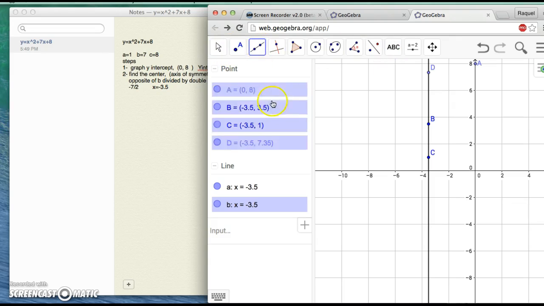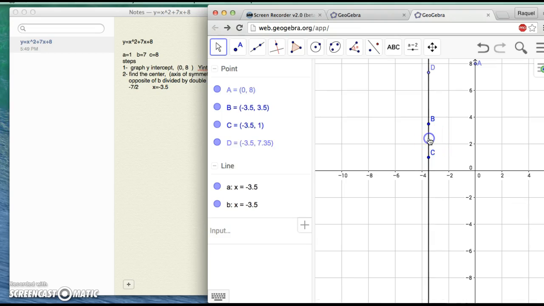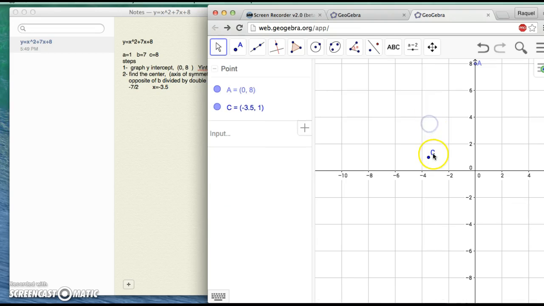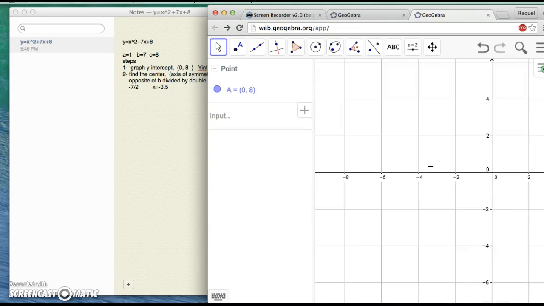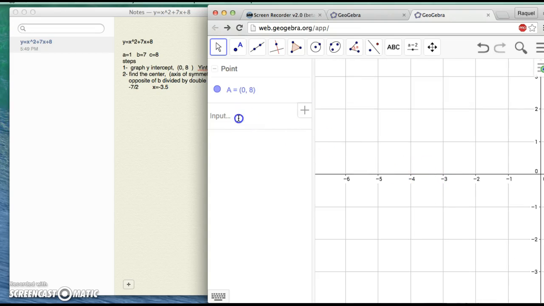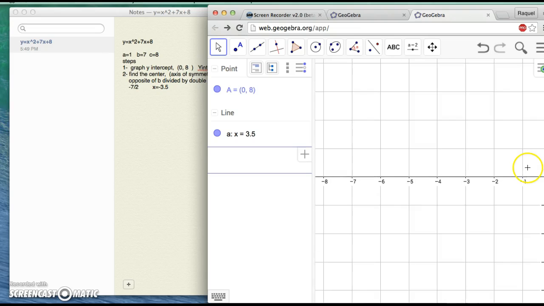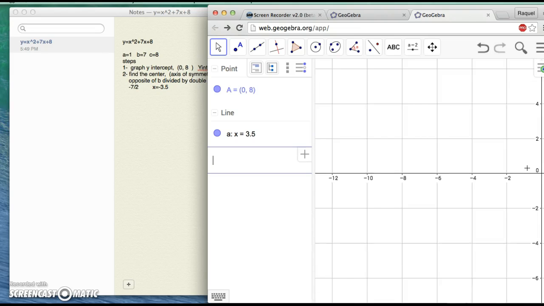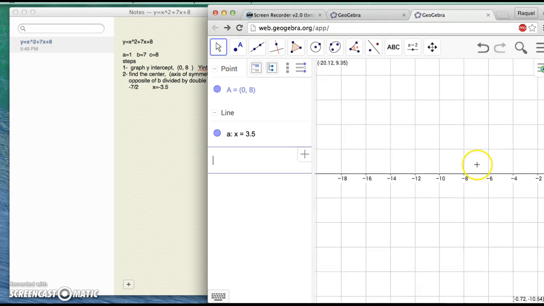So let's delete that. Click, delete, click, delete. I wish I could do, well, I'm going to do this. Watch this. I'm going to use x equals negative 3.5, and it's going to draw it. Isn't that cool? Wait, did it do it? It didn't do it. Boo-hoo.